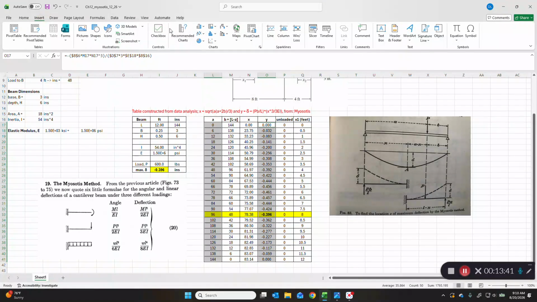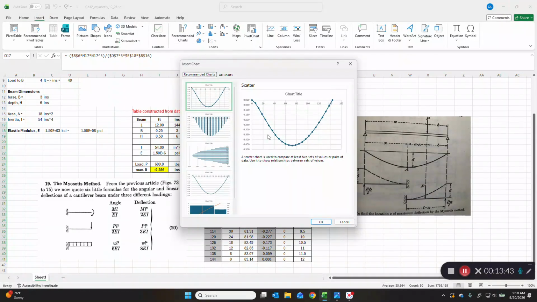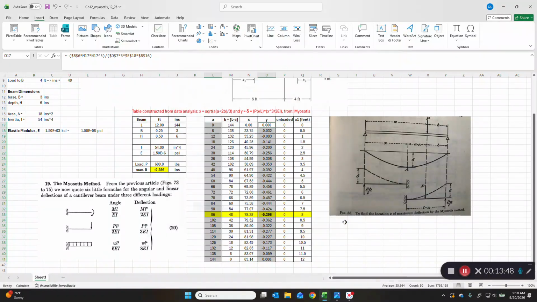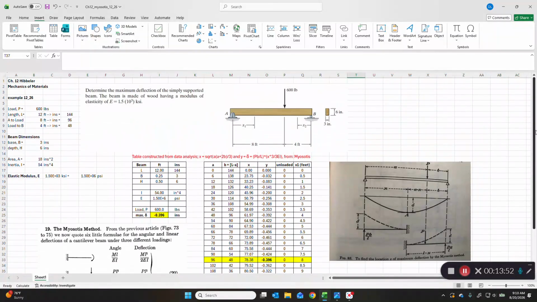And we would insert a recommended chart there, and you can see the deflected beam, right? Here it is. But this assumes that P is at the center, but it's not. So what do we have to do to solve the problem? We just simply look at where P is.